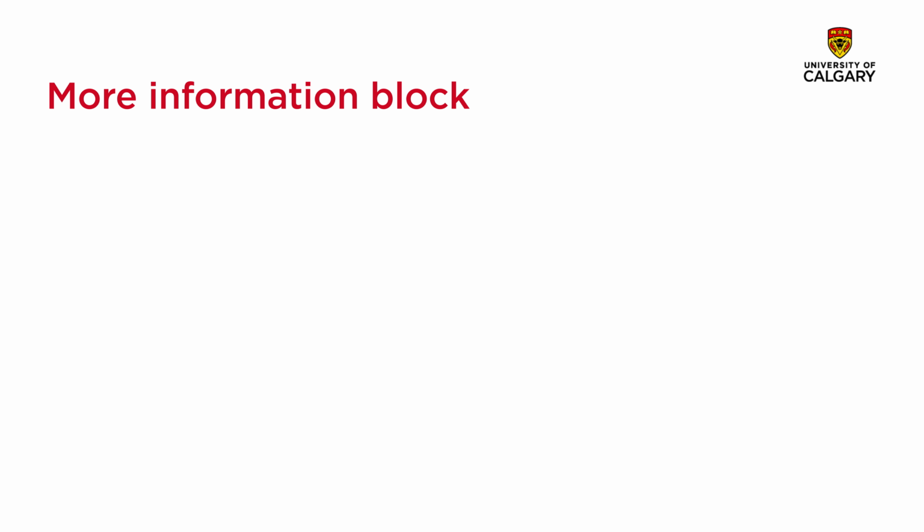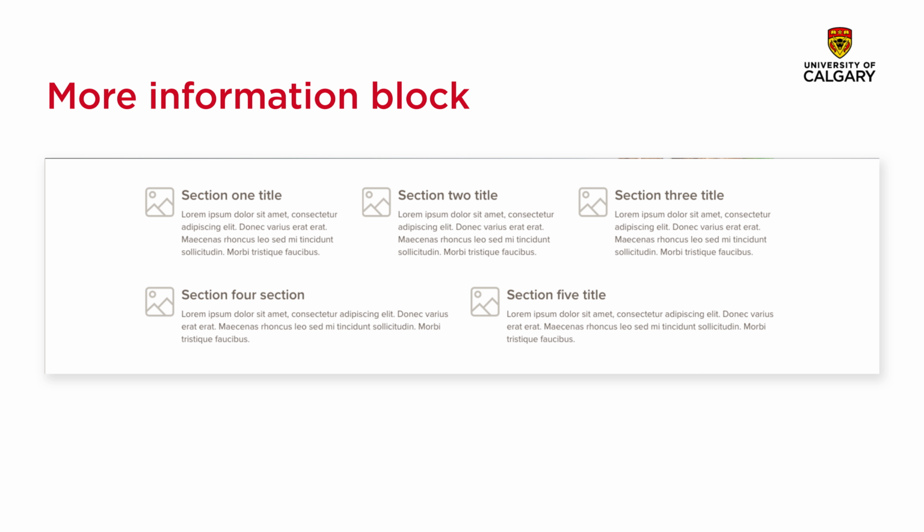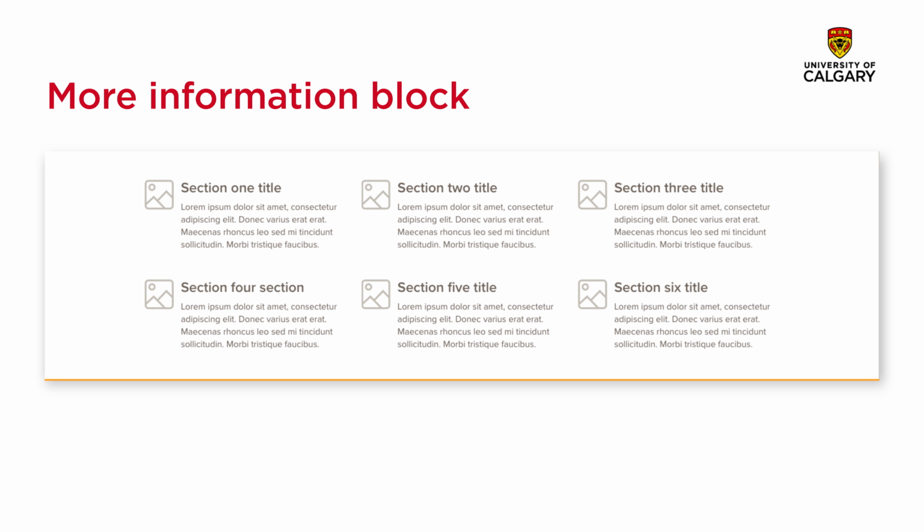If you have more than 4 sections that you want to display using a more information block, consider using multiple blocks to have more control over the distribution of sections per row. This will help you create a better visual balance. For example, if you have 5 sections, try placing 3 on the top row and 2 underneath it by using 2 different blocks. If you have 6, you can place 3 at the top and 3 at the bottom.